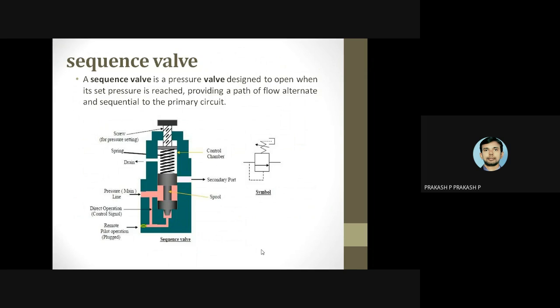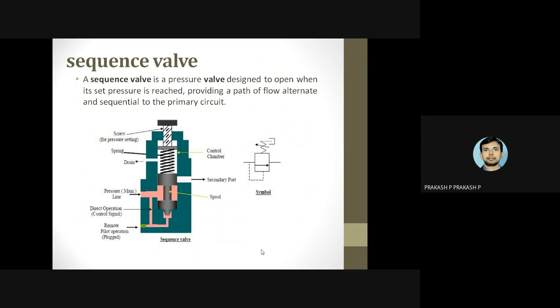Next one is the sequence valve. The sequence valve is a pressure valve designed to open when the set pressure is reached, providing an alternate path sequentially to the primary circuit. So that is the main purpose of the sequence valve.